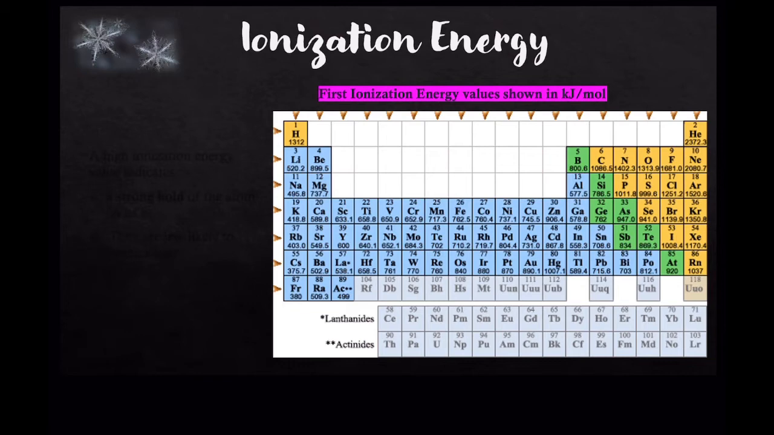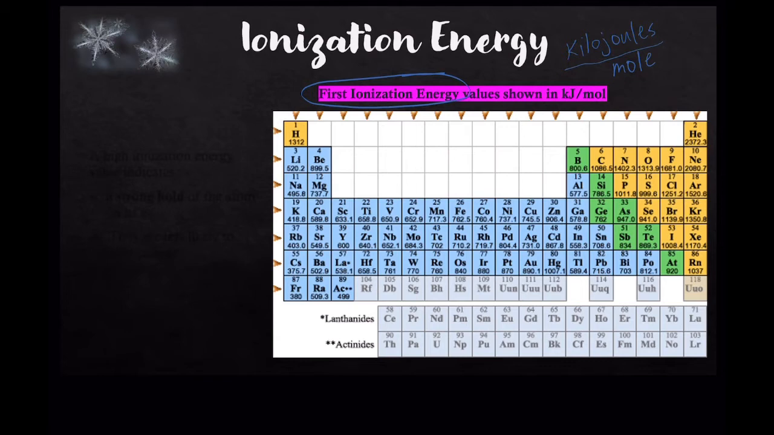This periodic table shows you the first ionization energy values for each element. The values are shown in units of kilojoules per mole. Kilojoules is a unit of energy. That's how we use joules, kilojoules, calories to express units of energy. So ionization energy is most often expressed in kilojoules per mole.